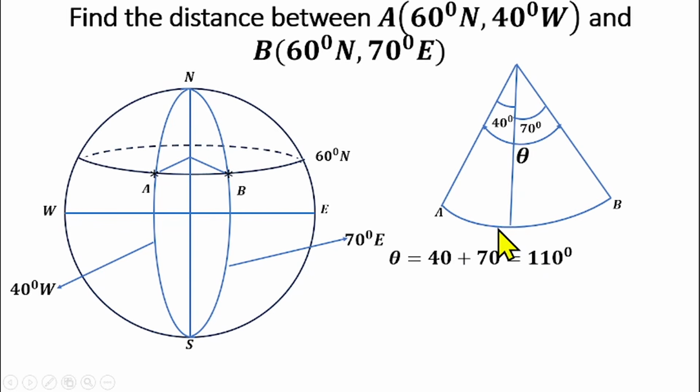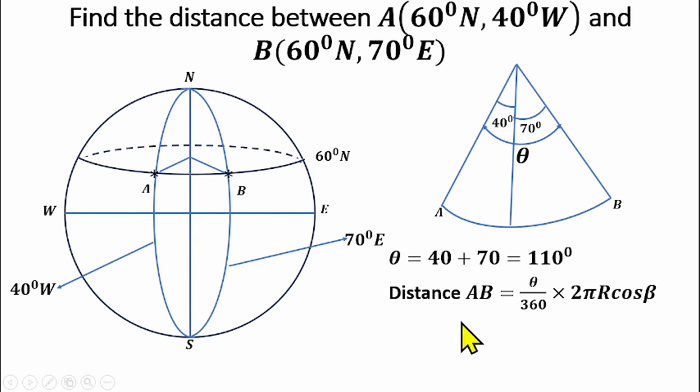Now that we know the angular distance between point A and point B, we want to find the distance between them. So you're going to find the distance along the small circle, which is that latitude. So the distance between point A and B will be theta over 360 times 2 pi r cos beta, which is the formula for finding distance along a small circle.